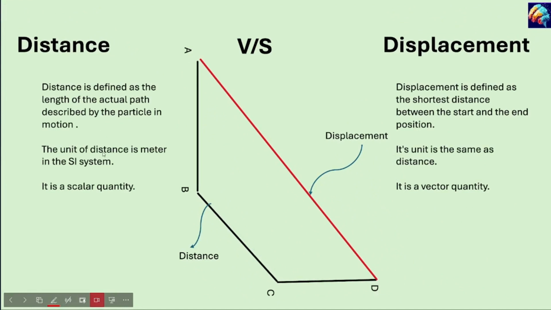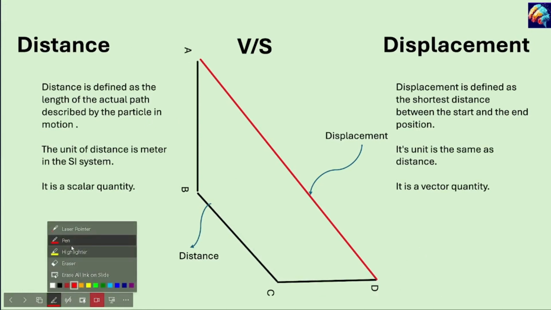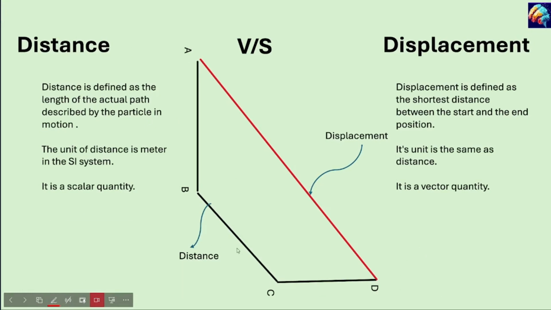Now we're going to talk about distance versus displacement. Distance is defined as the length of the actual path of the particle in motion. For example, let's say a particle alpha started at D and it came to A and it has arrived at A through CB. So this is the distance covered by the alpha particle. The unit of distance is meter in SI system, and it is a scalar quantity.